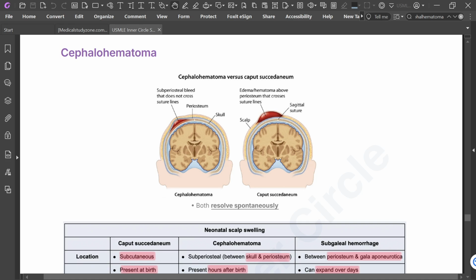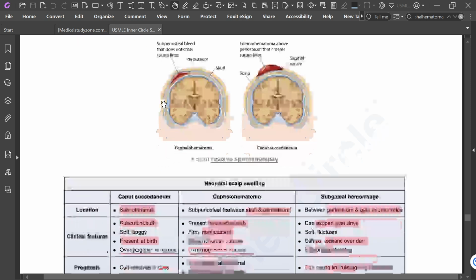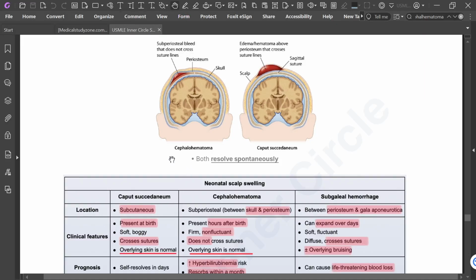Now I would like to discuss cephalhematoma, mainly neonatal scalp swelling. In neonatal scalp swelling, there is caput succedaneum, there is cephalhematoma, and there is subgaleal hemorrhage.